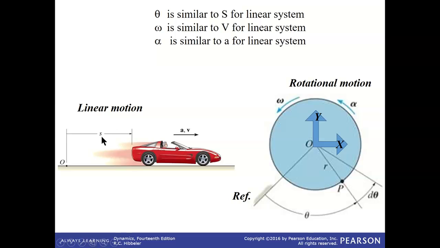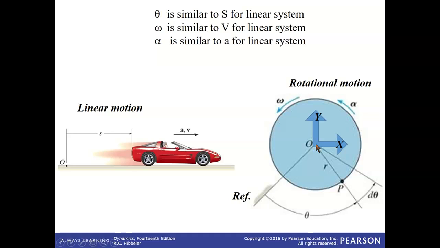So for linear motion, we use variable s for position, v for velocity and a for acceleration. For rotational motion, we use angle theta to define the position. We use omega for angular velocity, and we use alpha for angular acceleration. This slide compares rotational motion variables with linear motion. So if we do a one-to-one comparison, then theta is similar to s for linear system, omega is similar to v for linear system, and alpha is similar to a, acceleration, for linear system.